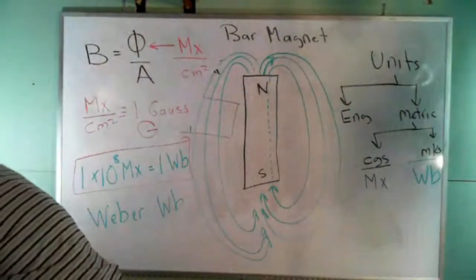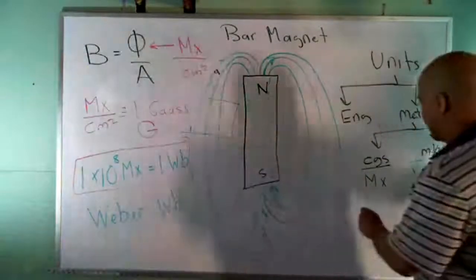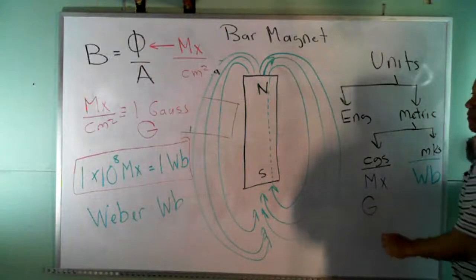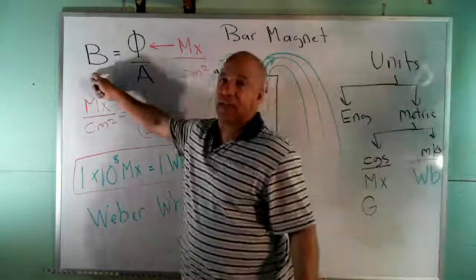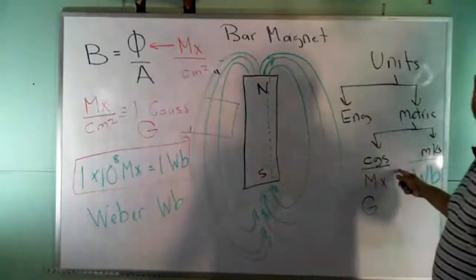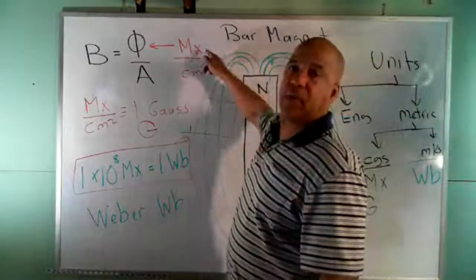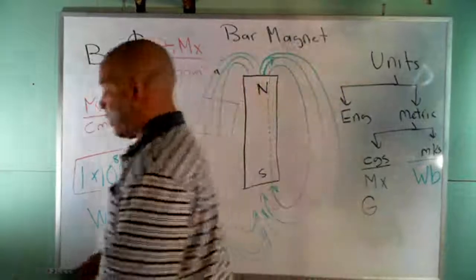Let me put that over there. So this Gauss, capital G, that's the unit for flux density if I'm in CGS. Or maybe I don't want to use Maxwell. Maybe I want to use Webers. Well, I can do that.